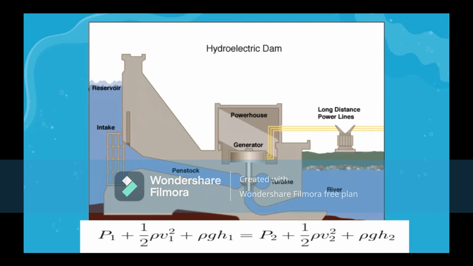Here we can see the same diagram. We still have an initial pressure at the reservoir that is higher in the penstock because of the height difference. Now notice also that the penstock is thinner. Based on Bernoulli's equation, we know that because this is thinner, the velocity of the water will also be faster than it is at the top of the reservoir. This increased velocity, along with the increased pressure in the penstock, is what moves the turbine and generates electricity.